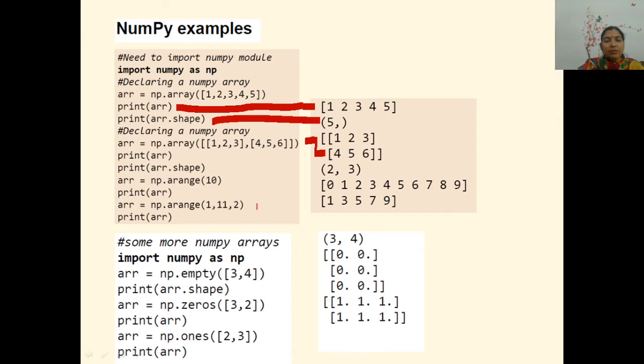This is another method of creating a NumPy array using the arange function, where we give the start value, the stop value and the step value. Why am I showing this to you? So that you remember the things you studied in the previous year also, and you can correlate while working in pandas. We have a few more NumPy arrays.